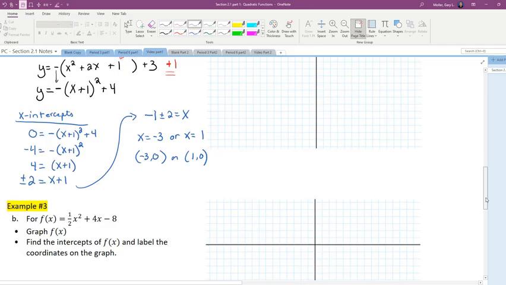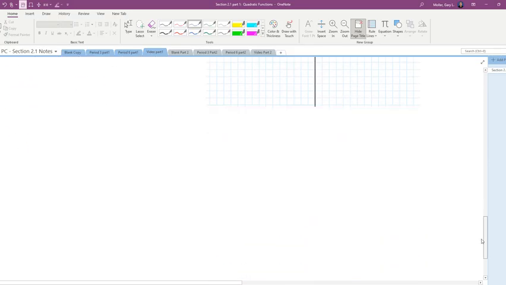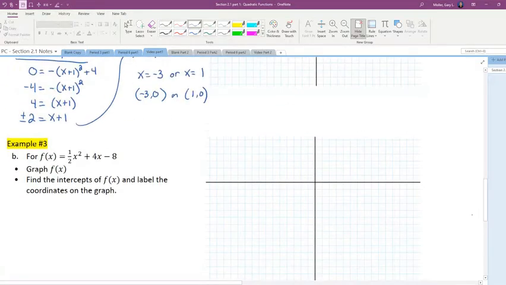Let's do one more, I think. I think that's all we have left. So this time I've just made it a little bit harder by throwing fractions in because we can't be scared of those. So please pause the video and try this on your own and check back in. All right, I am going to put it in vertex form.